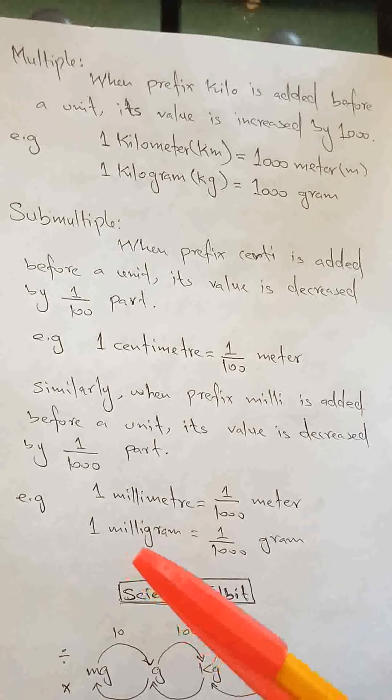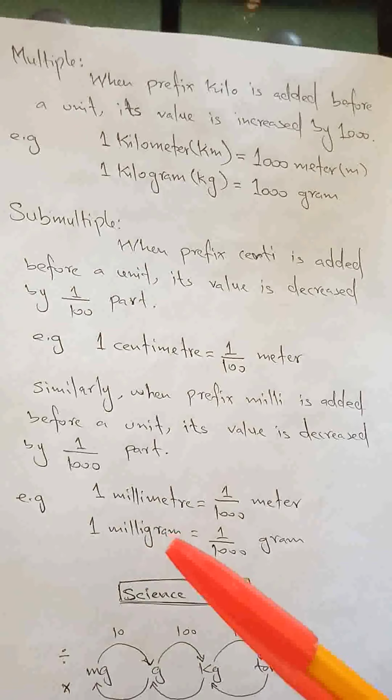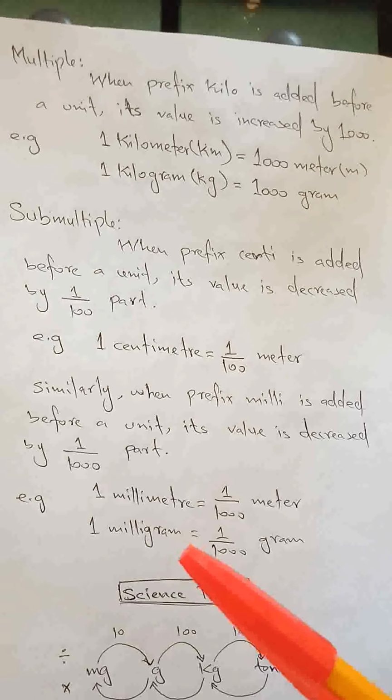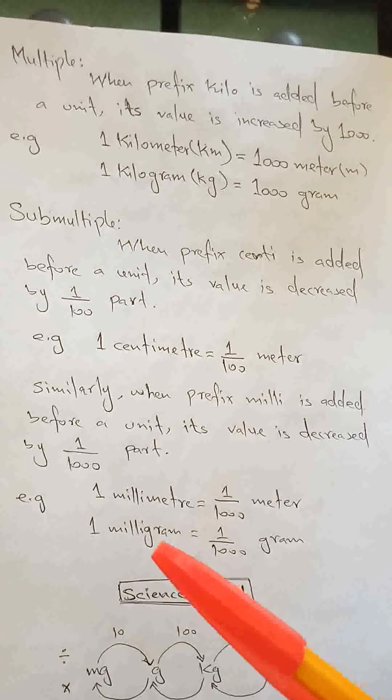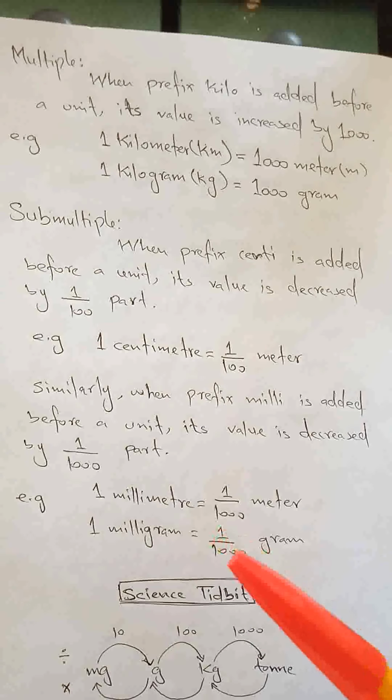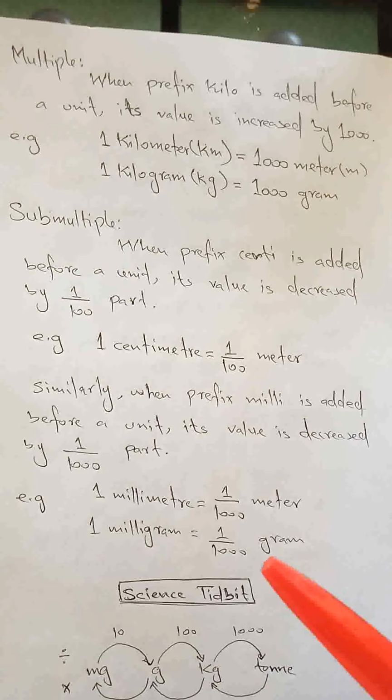Similarly, giving you another example, 1 milligram. Milli is a prefix and gram is a unit. Now milli is used with gram, so it means gram value should be decreased by how much? It should be decreased by 1 divided by 1000 gram.